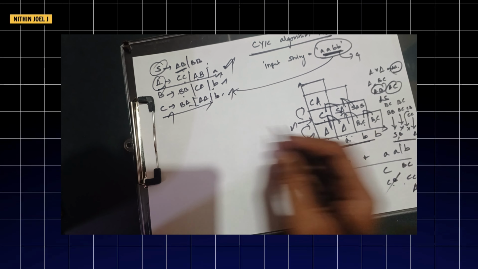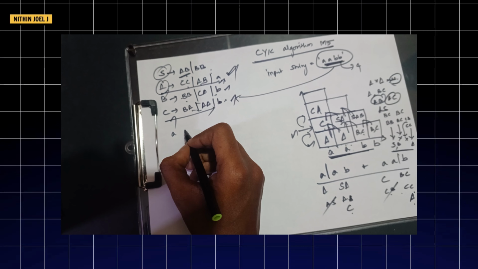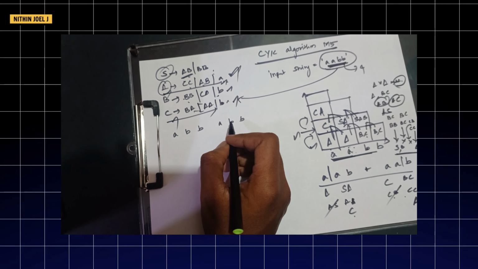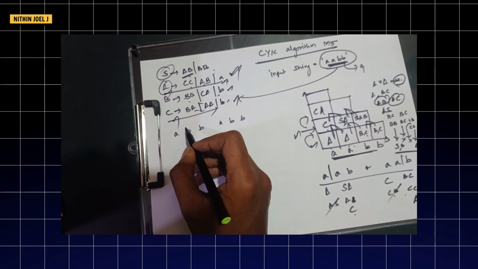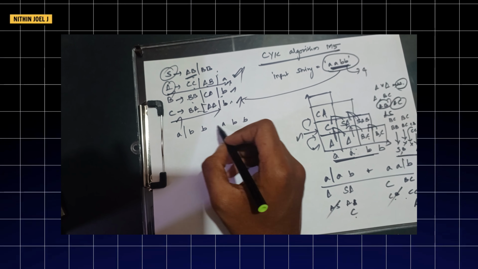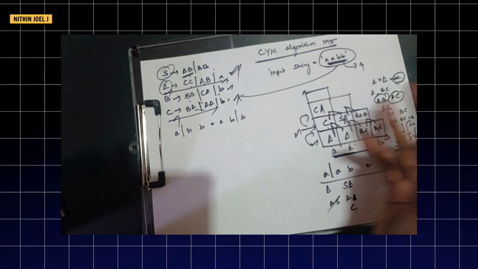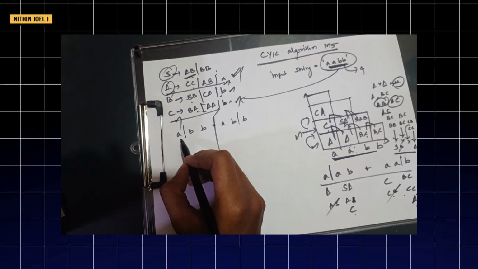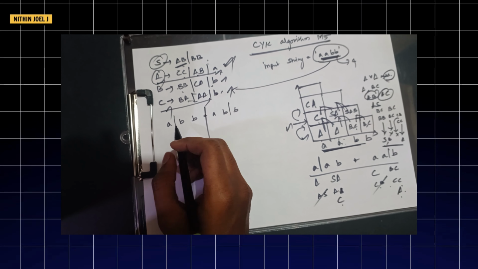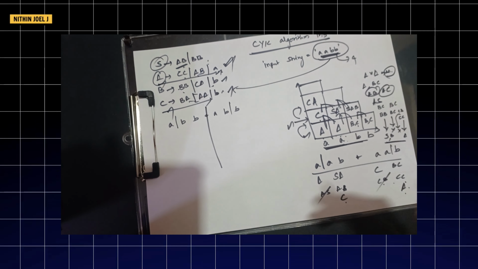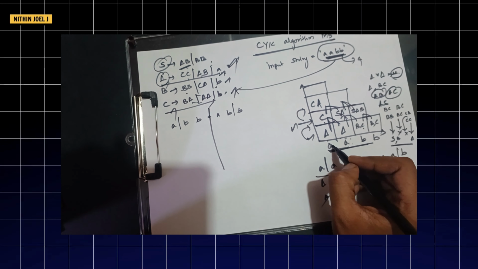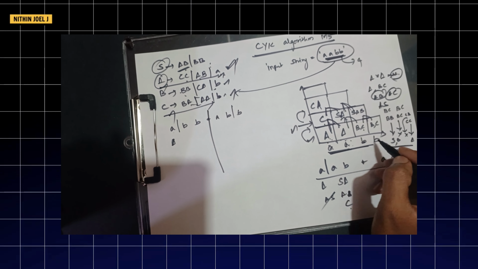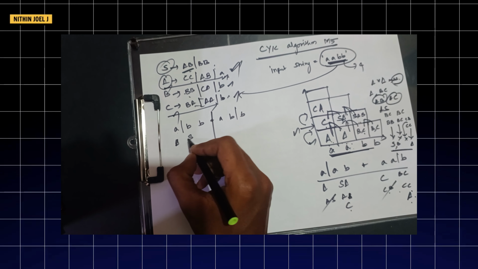A, B, B. So I'll write it over here, A, B, B. So we have two combinations, which is A and B, B, or else A, B, B and A. Now we have to find the production rules which produce A. So A is produced by A over here, right? So A and BB, and BB is produced by S, A, B over here. So SAB.